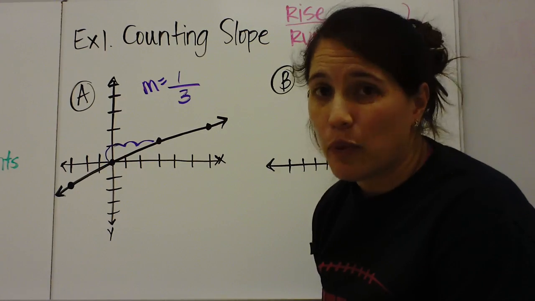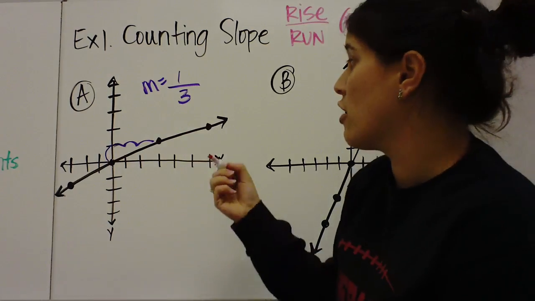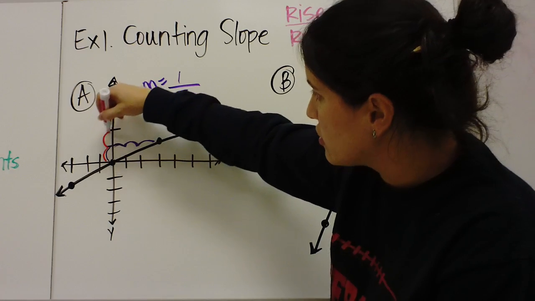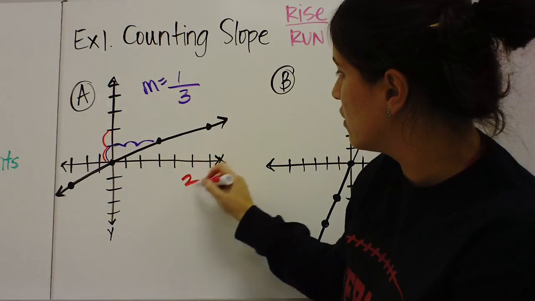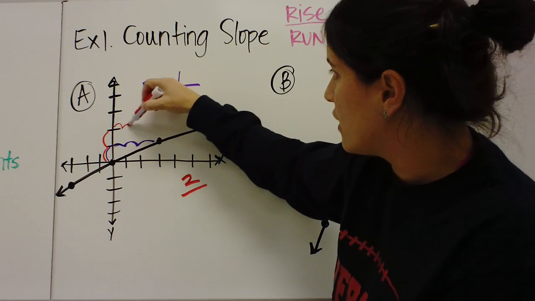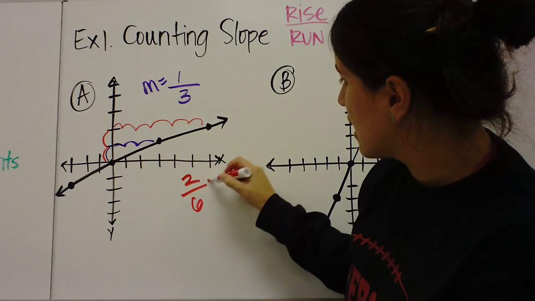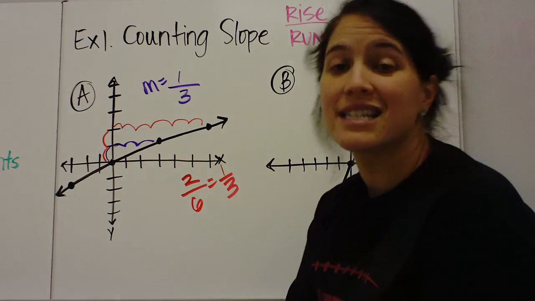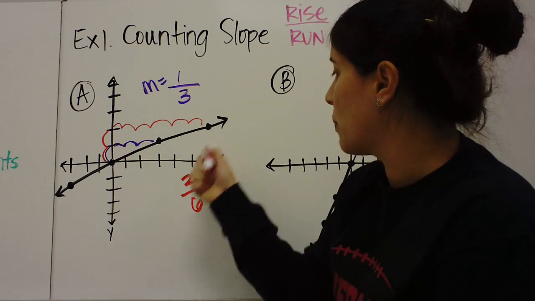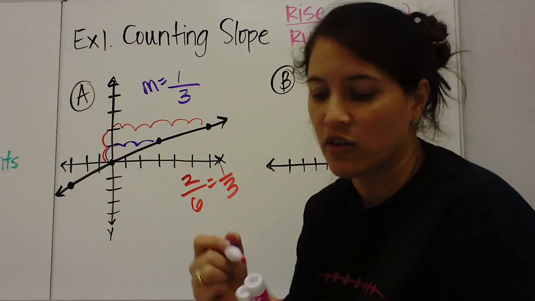You could pick any 2 points you wanted. You could pick this point and this point. So let me show you. If I wanted to go from here to here, I would go up 1, 2. And then I would go over 1, 2, 3, 4, 5, 6. And when we reduce, we still get 1/3. And so the slope is 1/3. You just have to pick 2 points and you count rise over run.